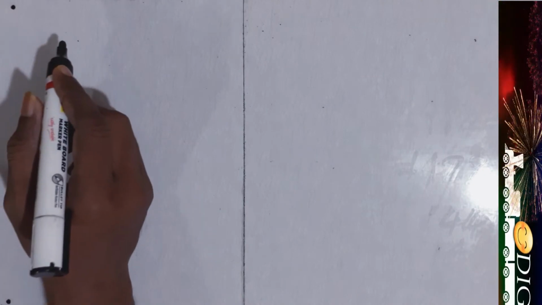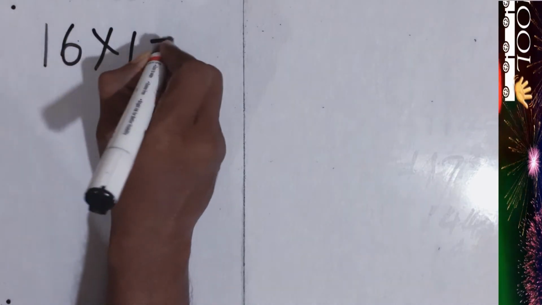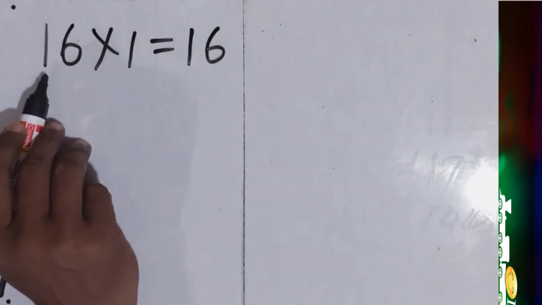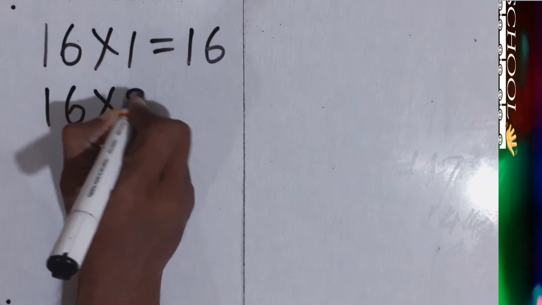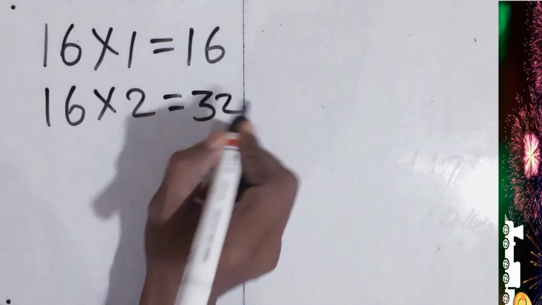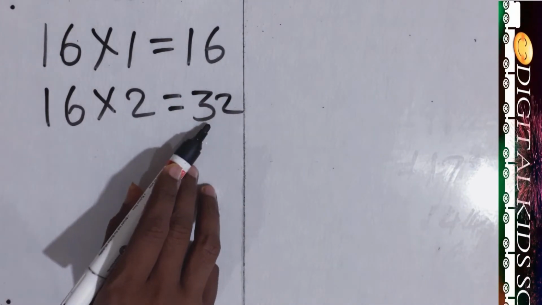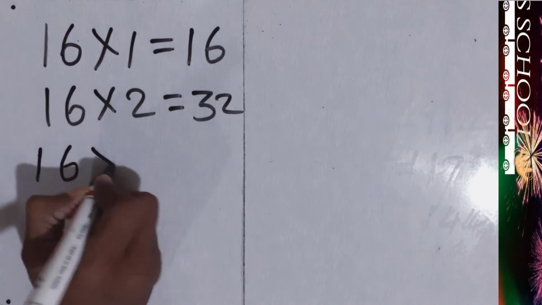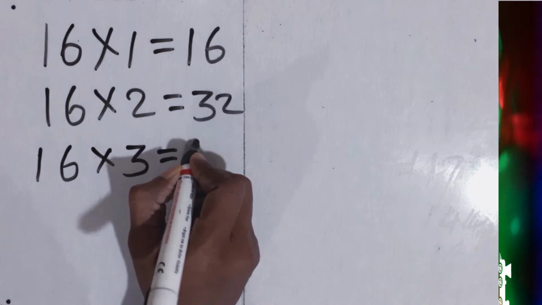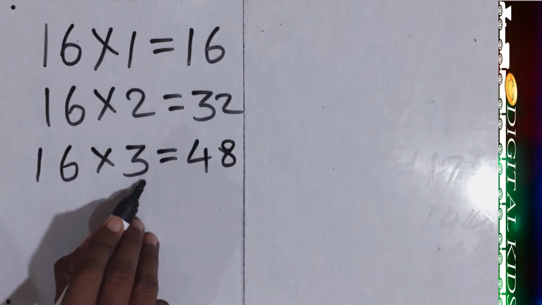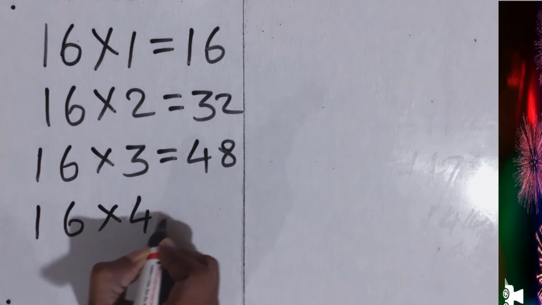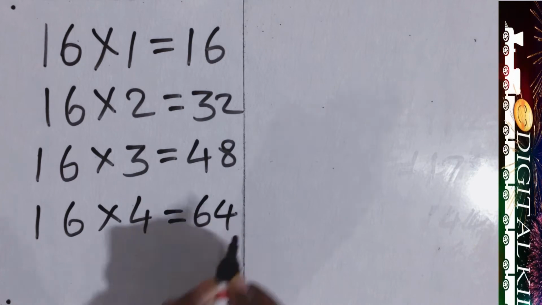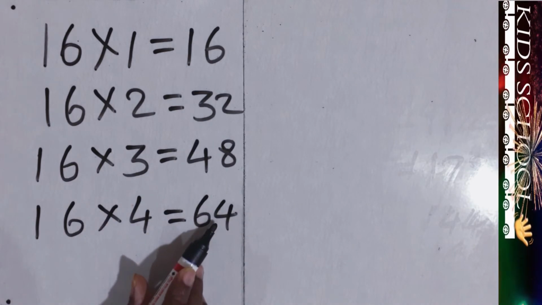Dear students, once you practice 16th table, 16 into 1 is equal to 16. 16 1 ja 16. 16 into 2 is equal to 32. 16 2 ja 32. 16 into 3 is equal to 48. 16 3 is 48. 16 into 4 is equal to 64. 16 4 is 64.